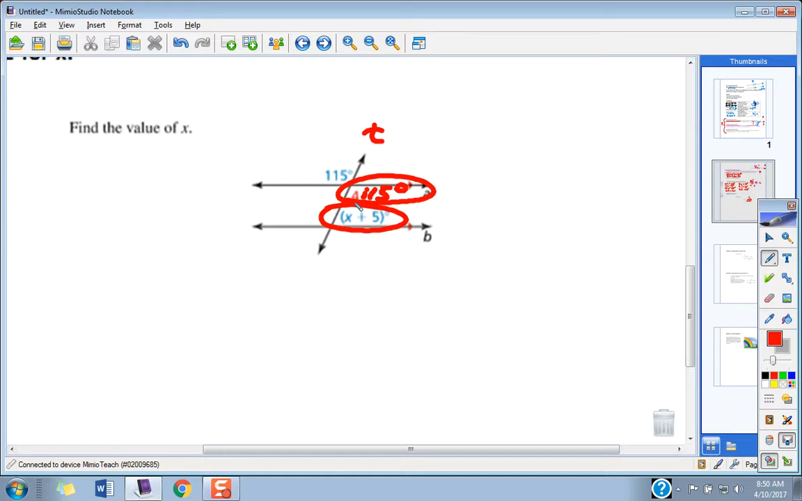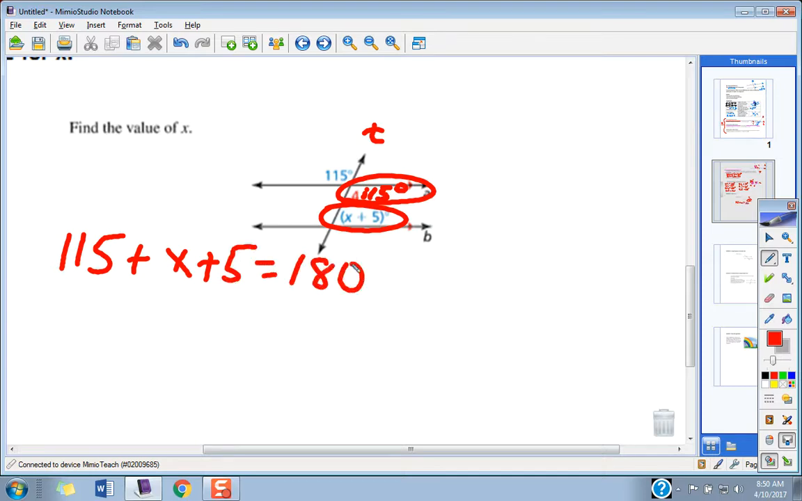Aren't those consecutive interior angles? And by the consecutive interior angles theorem, we would have to say that those two angles are supplementary. Or in other words, again, Jaden, you want to do what here? Okay, so we're going to add this up. We have that 115 degree angle plus x plus 5, and that's equal to 180.